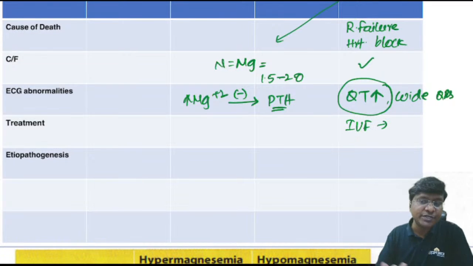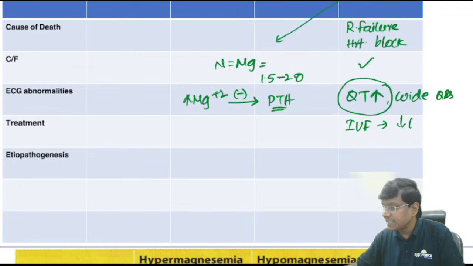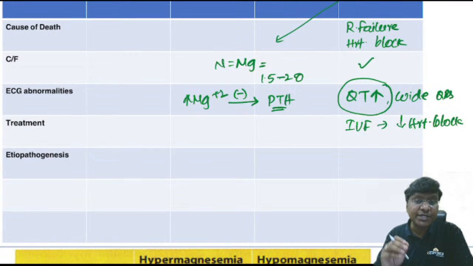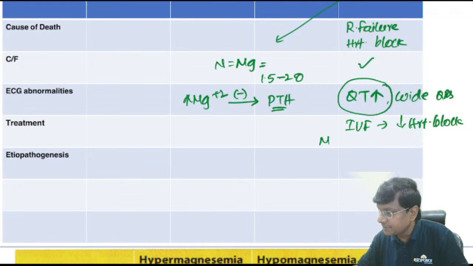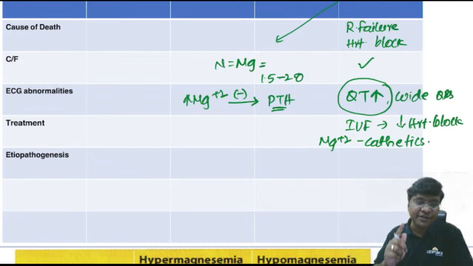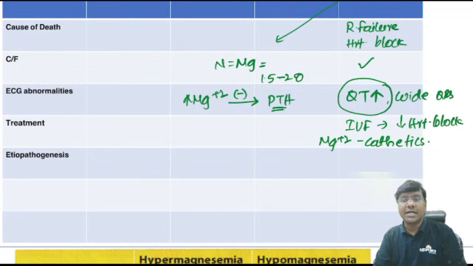So this particular IV fluids like sodium chloride will reduce the chance of cardiac toxicity. So that will reduce the heart block. And the next important thing is, you need to use magnesium free cathartics, which may clear the ingested magnesium from the gut. So that is how you will treat hypermagnesemia, right?